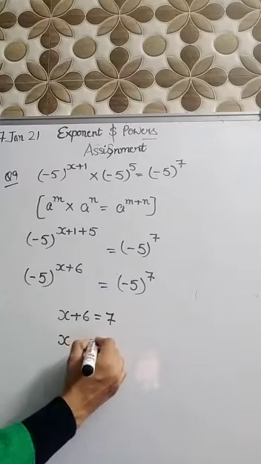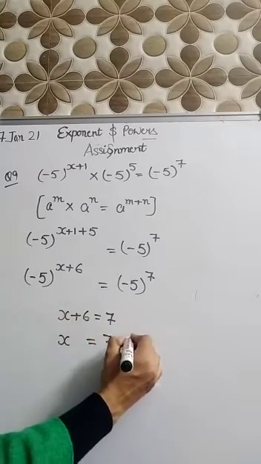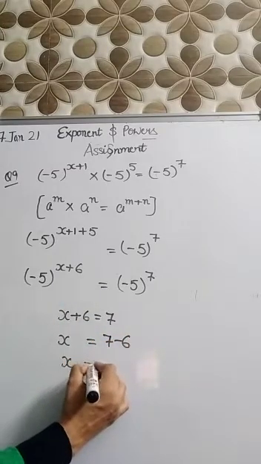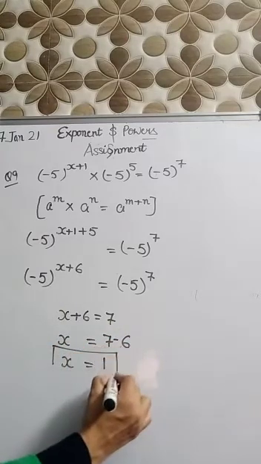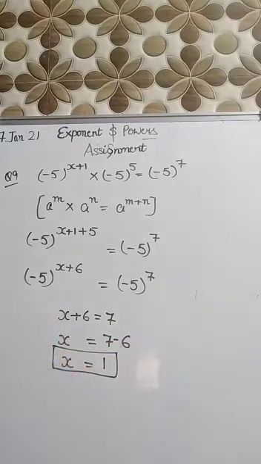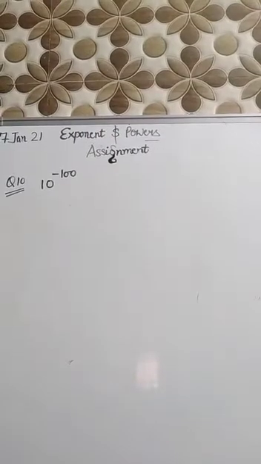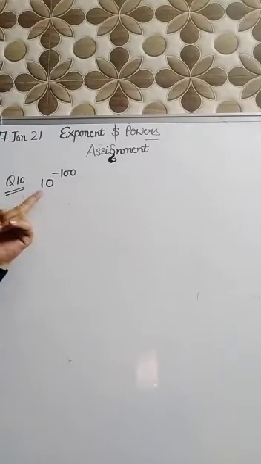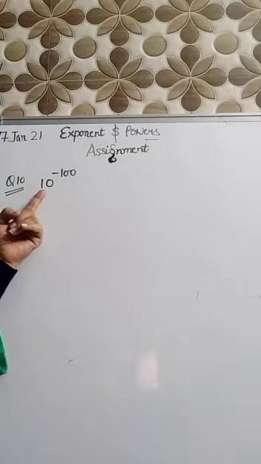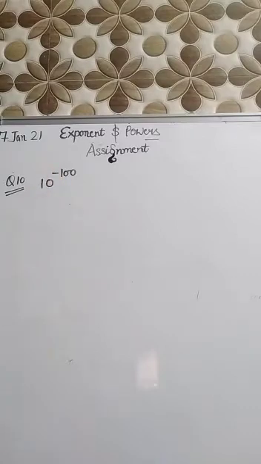So if you take this plus 6 here on the right hand side, it will become minus 6. So x is equal to 1. So for the unknown variable x, we are having the value as 1. Now question number 10, that is the last question of the assignment for this chapter. You have to write the multiplicative inverse of 10 raised to power minus 100.